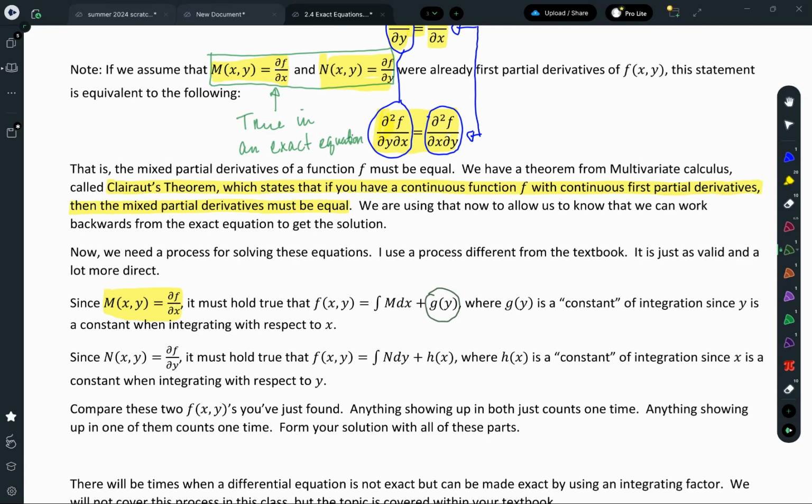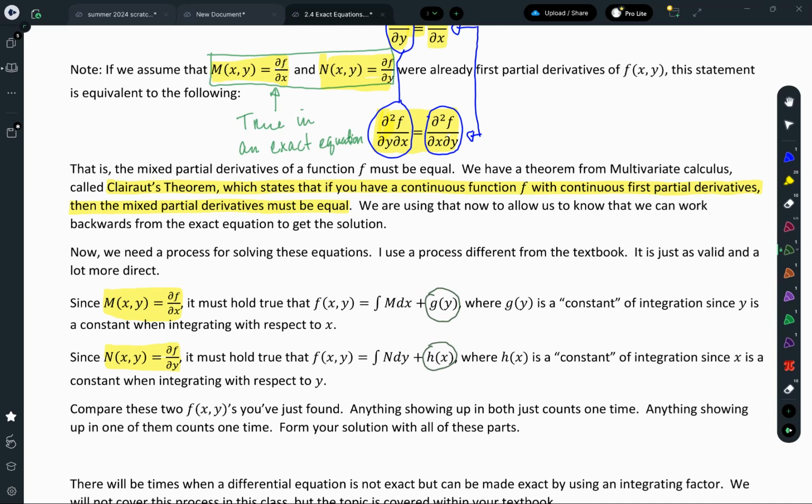Next, since N of xy is supposed to be the first partial derivative of f with respect to y, then it must hold true that we could do a partial integral with respect to y and get back our f of xy. We'll get a constant of integration possibly, and that constant might be a function of x. And that's okay because the integral was with respect to y, so x is a constant when we're integrating with respect to y.